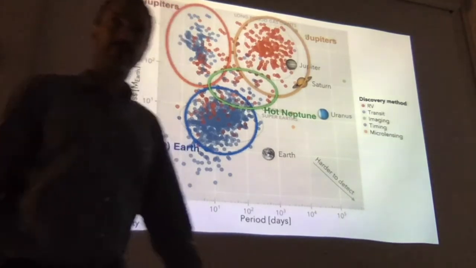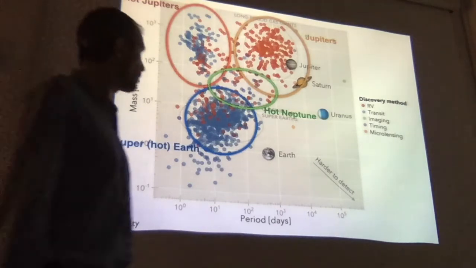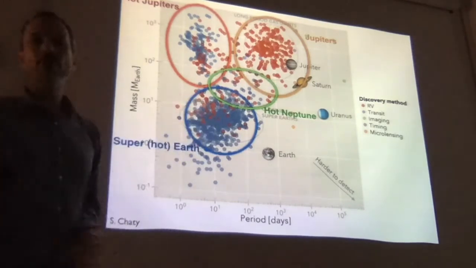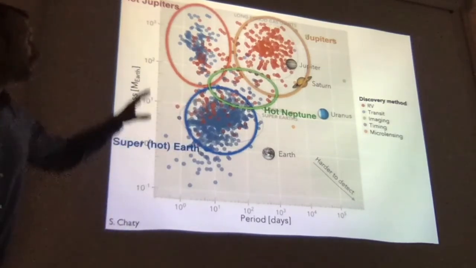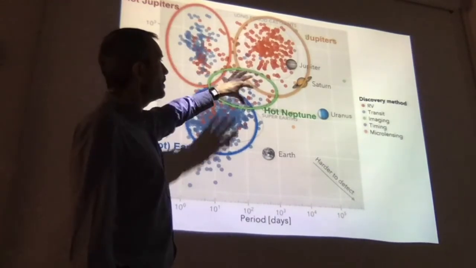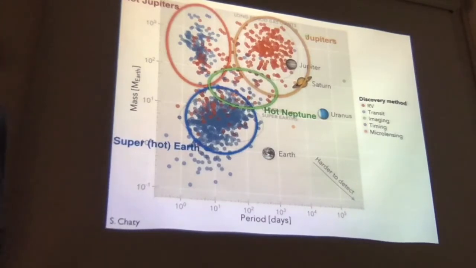Yes? As it concerns the composition, are Jupiters and Neptunes always gas and Earths rocky planets, or can it vary? No, yeah, these planets are mainly probably rocky planets. These planets are mainly gas planets. In between, it's not so clear. I will talk a bit about the composition later.